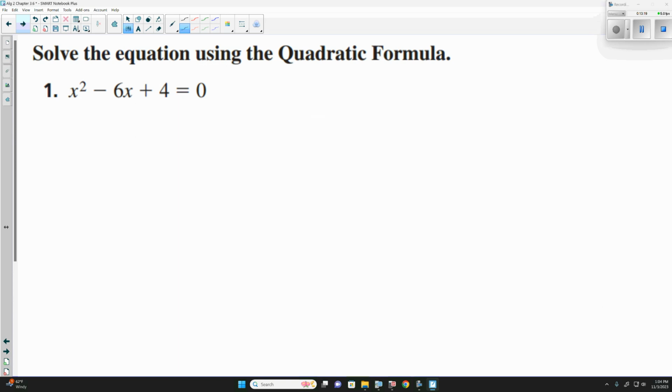X squared minus 6x plus 4 equals 0. What's the first thing we need to do to get this equation to be 0? Nothing. It's already 0. A, B, and C. A is, B is, and C is 4.